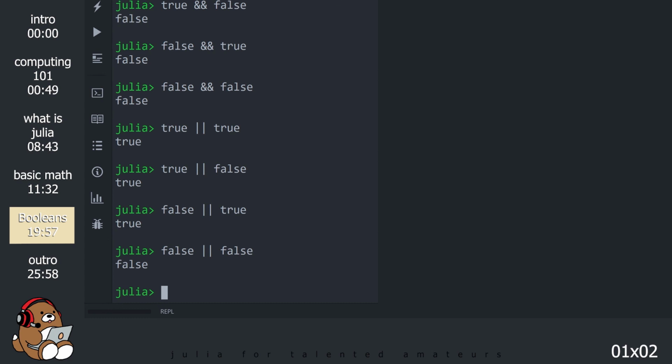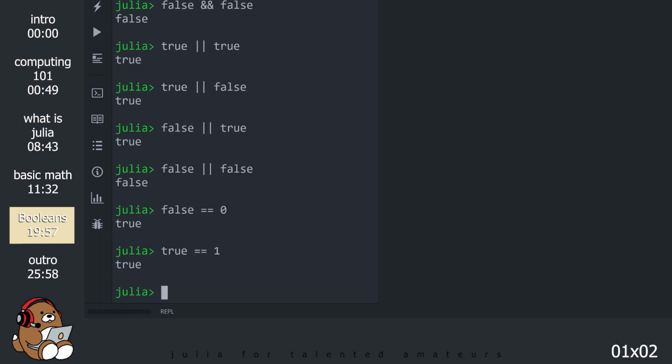Another interesting thing about Booleans is that true and false actually have numeric values. This is read, is false equal in value to 0? The answer is true, because in Julia, false is equal to 0. So the question here is, does true equal in value to 1? The answer is true, because in Julia, true is equal to 1. So because true and false have numeric values, you can actually use them as operands like any other number.